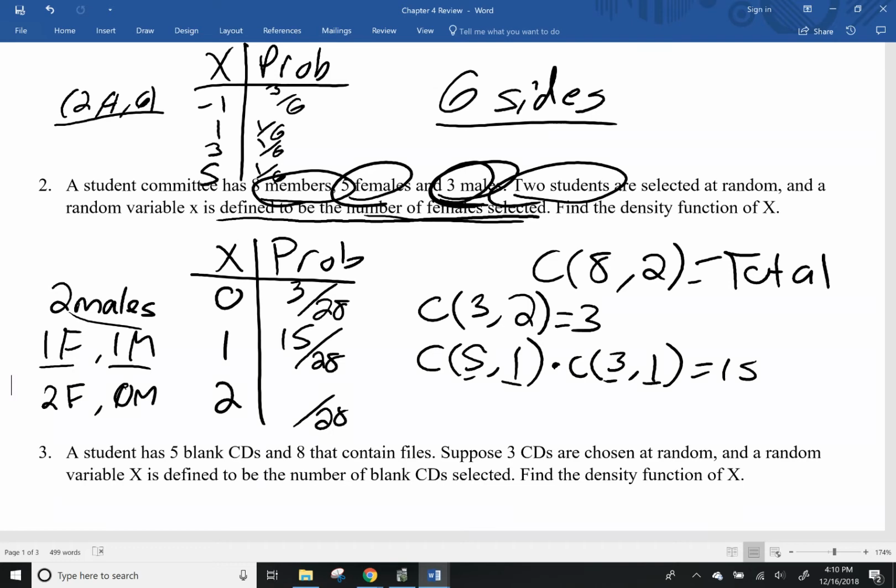And now the last one is the combination of 2 females. So 2 females, there are 5 females in total, and I'll be choosing 2 of them. So the combination of 5 choosing 2, which is going to be 10.